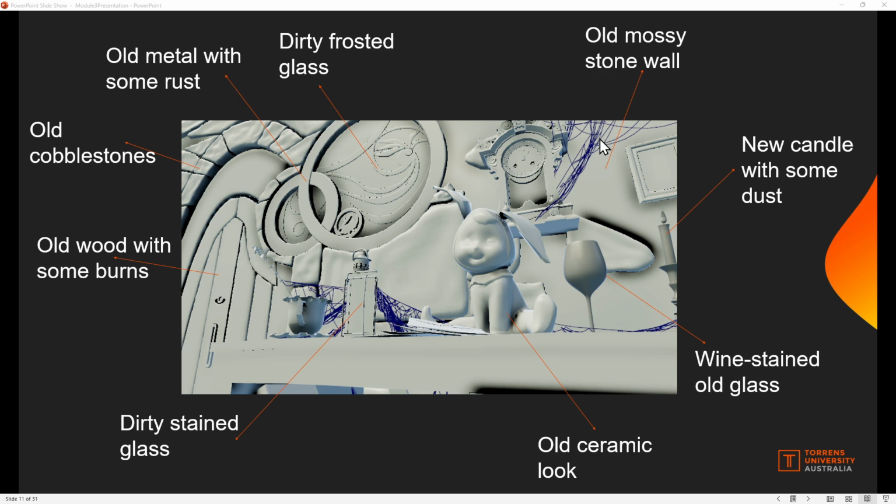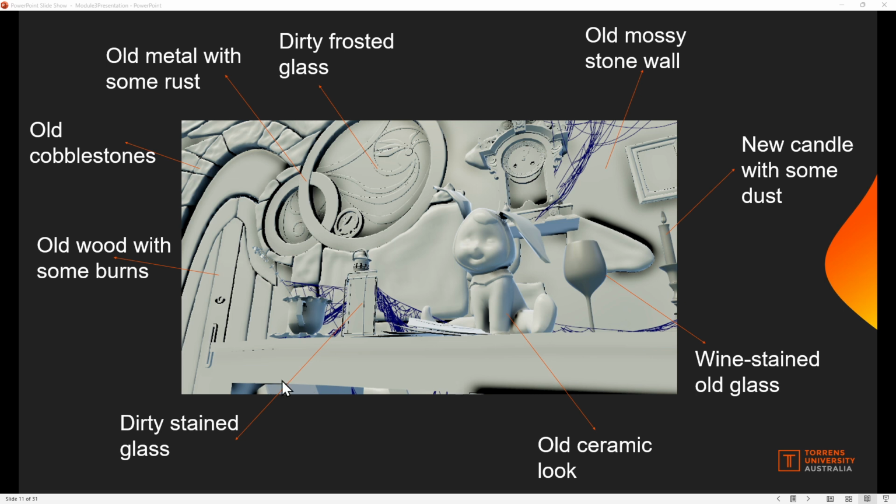We want an old mossy stone wall. This one has to be a new candle with some dust on it because it's a dusty scene. We want old cobblestones. I didn't specify the type or even the color of the cobblestones, so you have freedom there, but it needs to look like cobblestones. This one is old wood with some burns. The idea is that maybe in the past there was a fire that caused the burns.